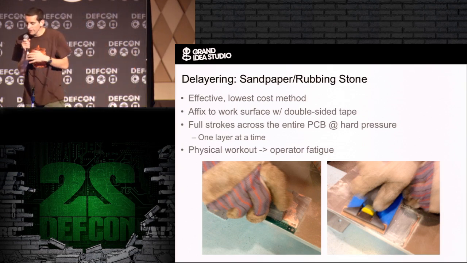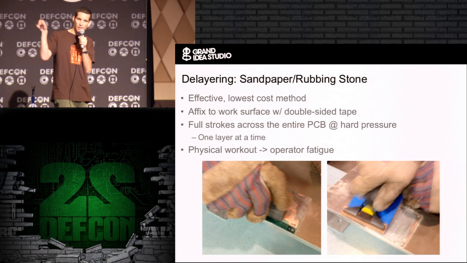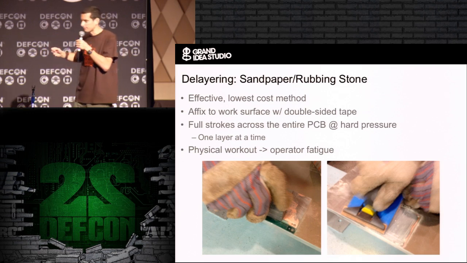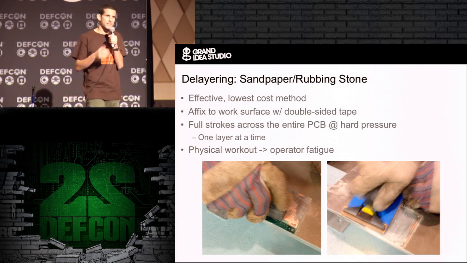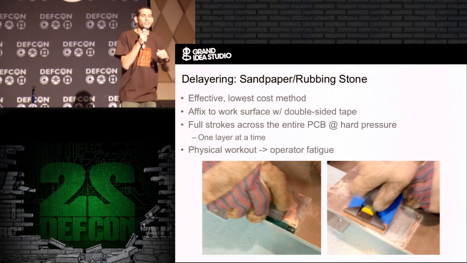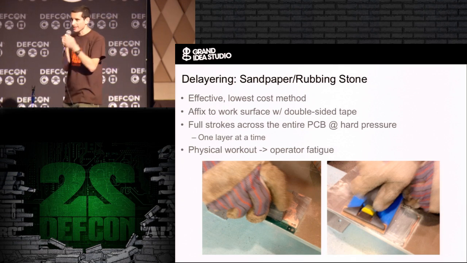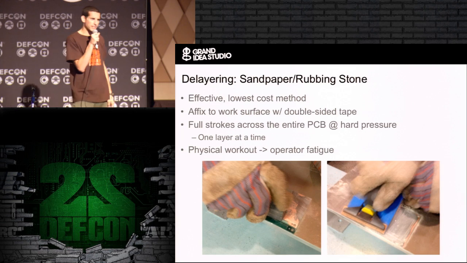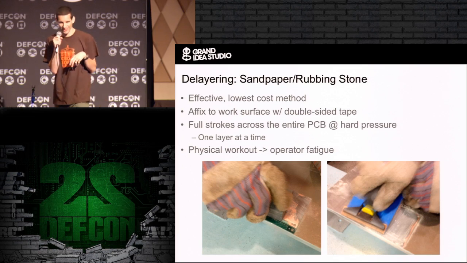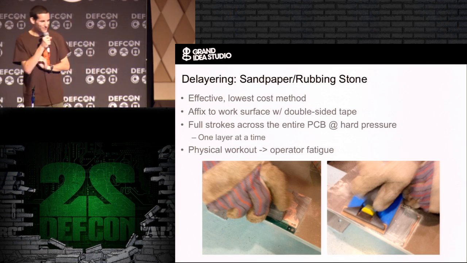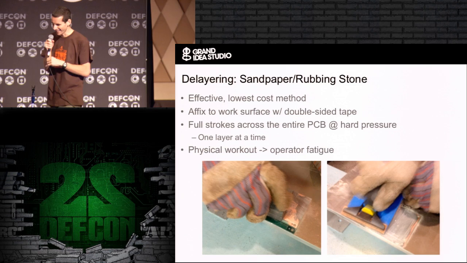So again, sandpaper, a very effective, low-cost method. I just took the board, double-sided taped it to the work surface. But as opposed to the solder mask, which if you're just using sandpaper on, it's going to come off pretty fast, a few minutes maybe, when you're trying to actually delayer an entire layer of substrate that could possibly be 40, 50, 60 thousandths thick, it's going to take a toll. I don't care how strong you are, it's going to hurt. And you're going to get really sweaty, which I know a lot of people don't like.